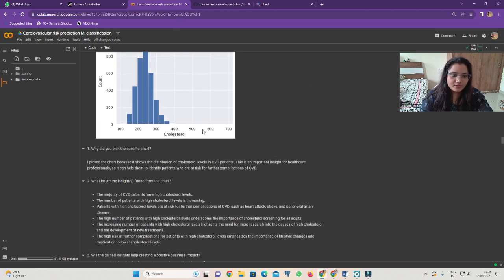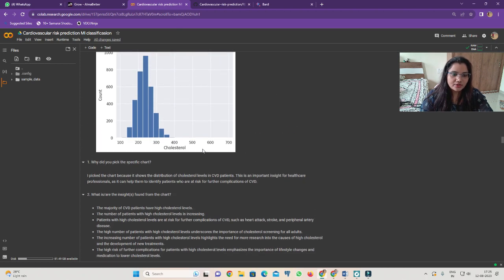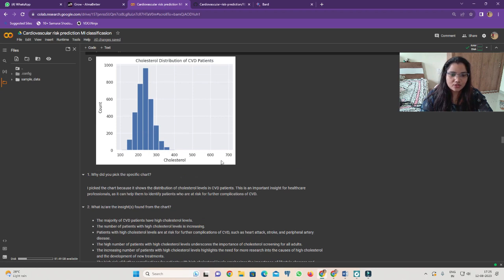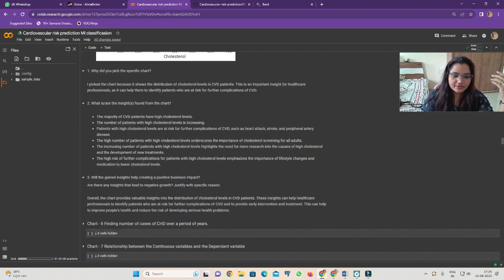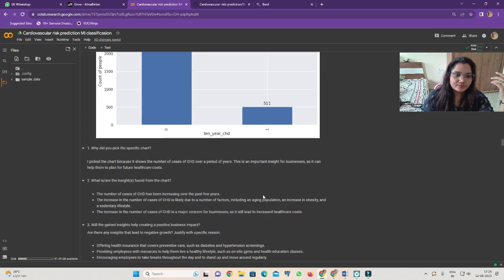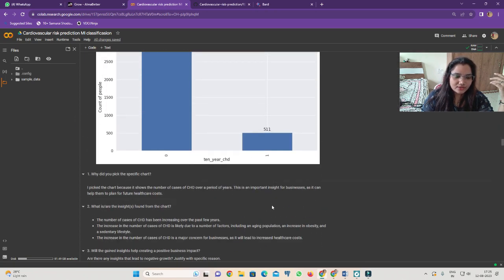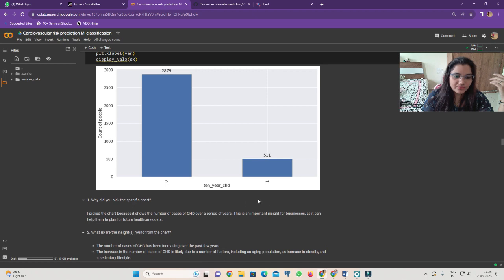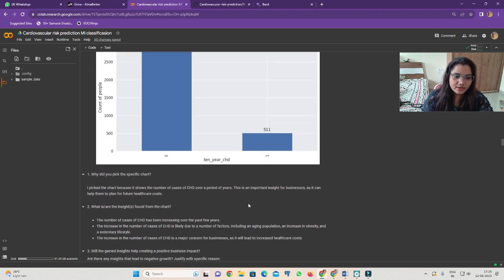In the fifth chart, the majority of CVD patients have a higher cholesterol level. The number of patients with a high cholesterol level is increasing. Patients with high cholesterol levels are at risk of further complications of CVD, such as heart attack, stroke and peripheral artery disease. This is the sixth chart. It shows that the number of cases of CHD has been increasing over the past few years.